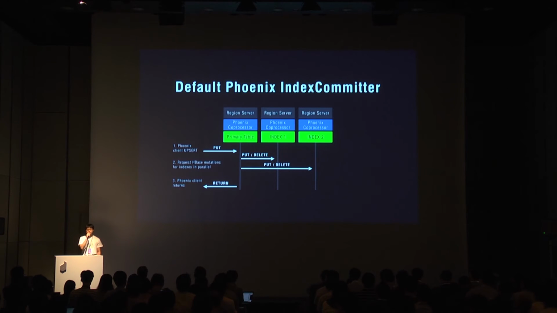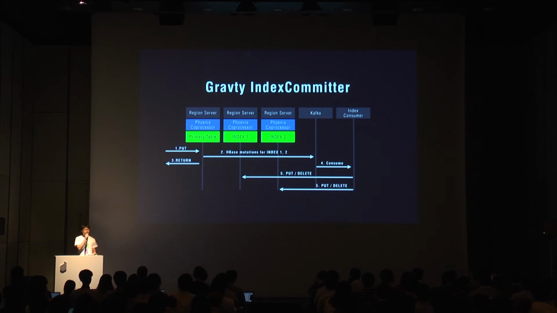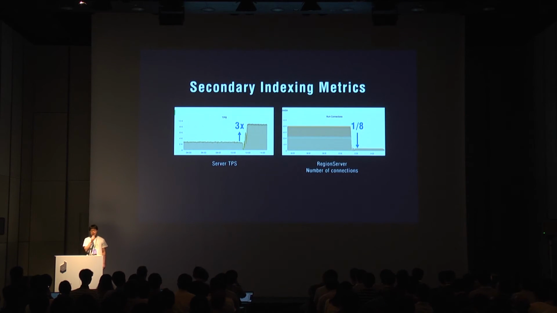By default, synchronous IndexCommitter returns a response to the client after all index updates are complete. On the other hand, an asynchronous IndexCommitter returns a response to the client right after sending the index updates request to Kafka. After implementing asynchronous IndexCommitter, the server TPS tripled and region server connections became 1/8 of what they were before. Now, most requests can be processed within 10 milliseconds.